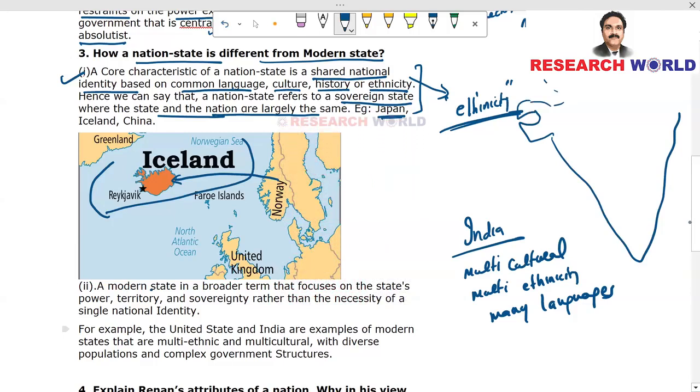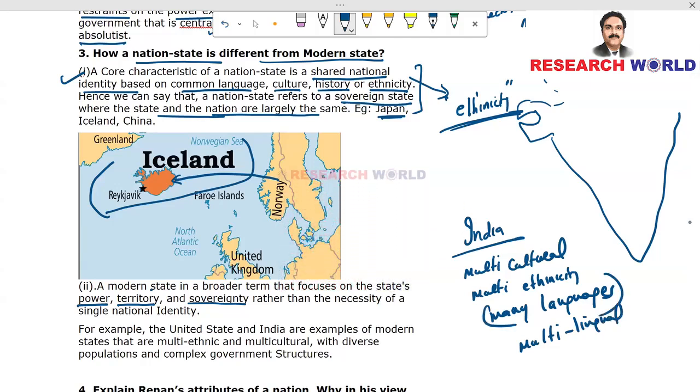We have what is called well-defined territory. We have the power. We are a sovereign country. All right. So we have the sovereignty, and throughout the territory of India, the sovereign government exercises its power. And of course, we speak different languages. That is, we are multilingual.